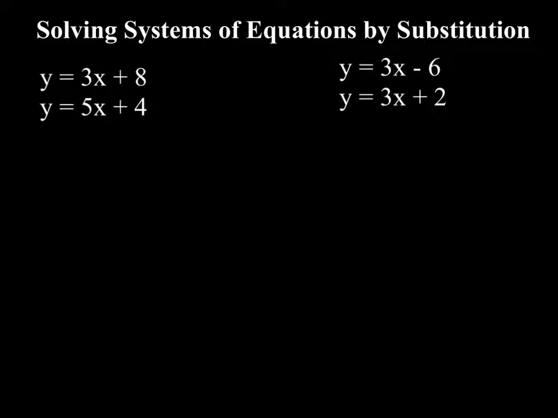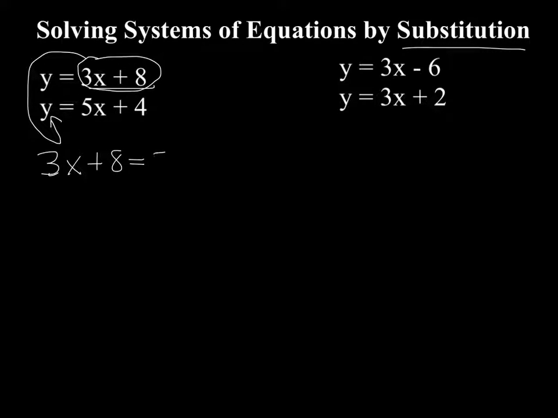Now, according to the directions, it does say to set the two equations equal to each other. So I would set 3x plus 8 equal to 5x plus 4. Technically, what we're doing is we're taking this value of y and substituting it into this y. That's why they call this the substitution method, because we're substituting this value of y for this y. All right, and that's going to give us 3x plus 8 is equal to 5x plus 4.